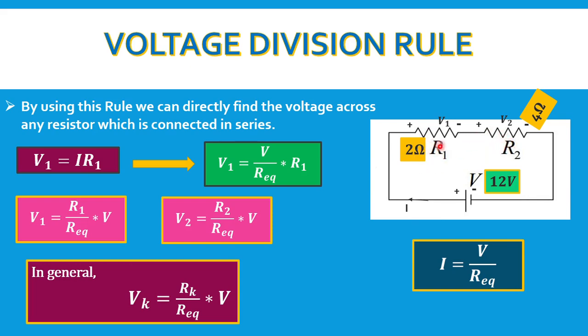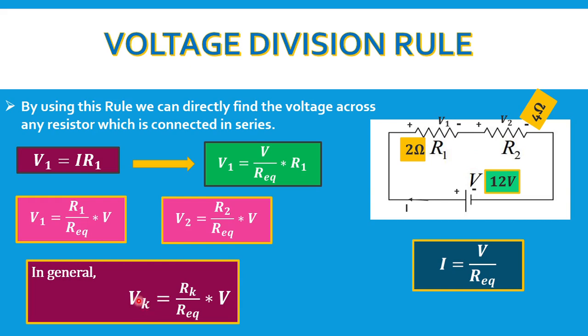To find the voltage across resistor 1, we are not going to calculate the value of the current. If they ask, I will find it using the formula I is equal to V upon R equivalent. So simply we can find it, but I am not going to find the current directly. I want to find the voltage across the resistors R1 and R2, so we use this formula.